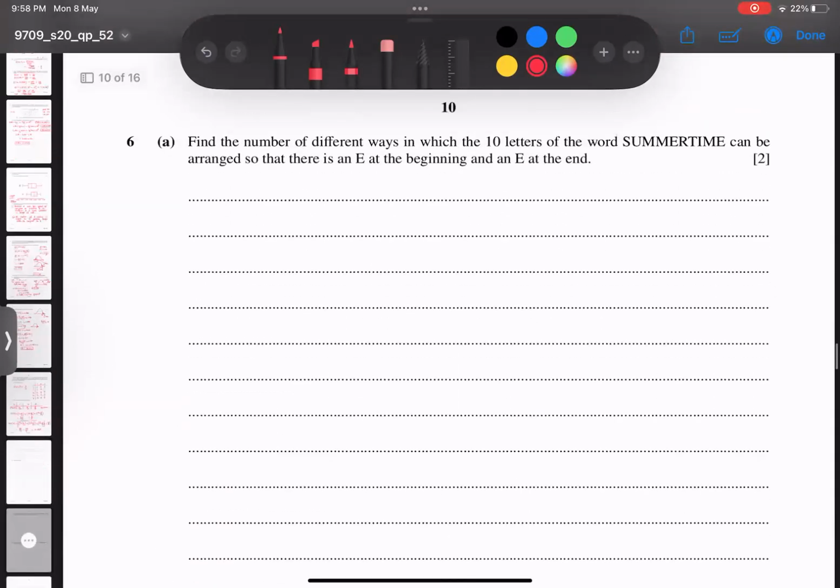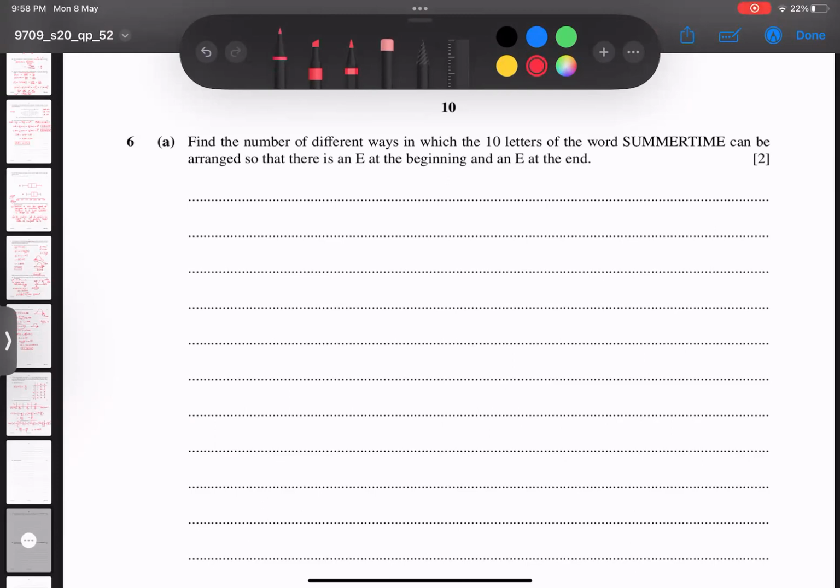So question number 6 we have, students. Find the number of different ways in which the 10 letters of the word summertime can be arranged so that there is an E at the beginning and an E at the end.